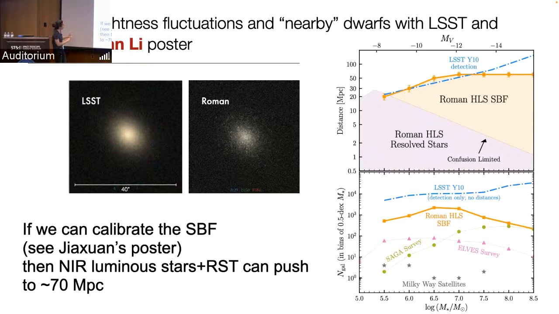So the idea that Gyoon is exploring is if you have LSST colors and Roman colors, can you get a tight SBF correlation? So please check out his poster. It looks at the numbers that we could hope to get and some promising looks at stellar population models that we could really do this.